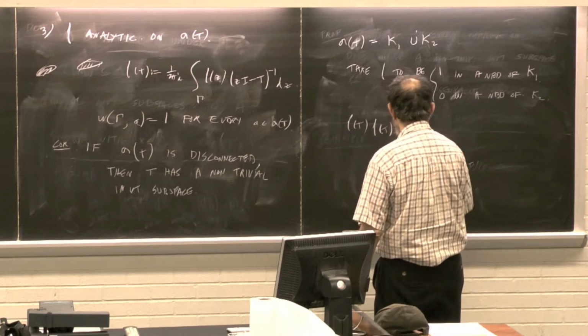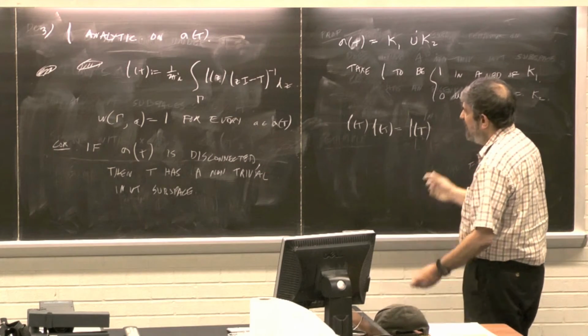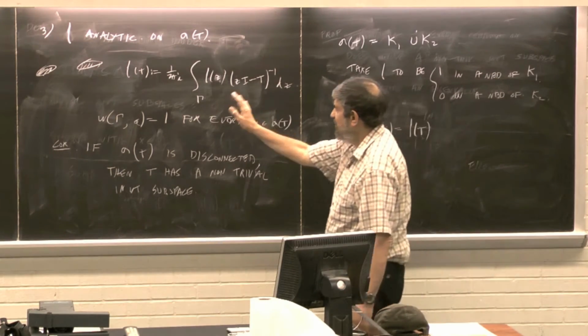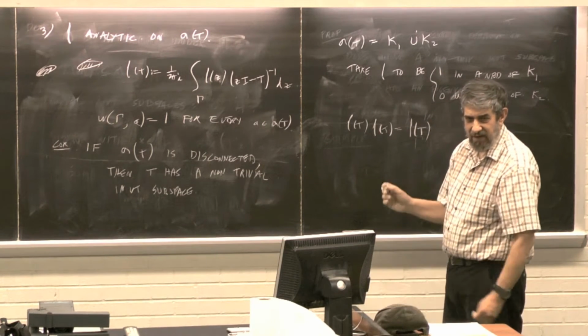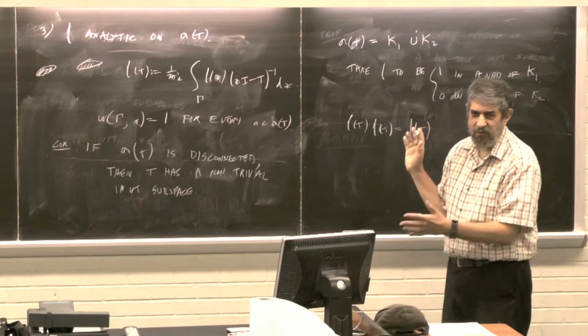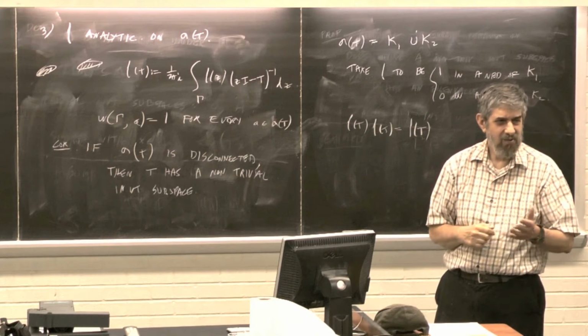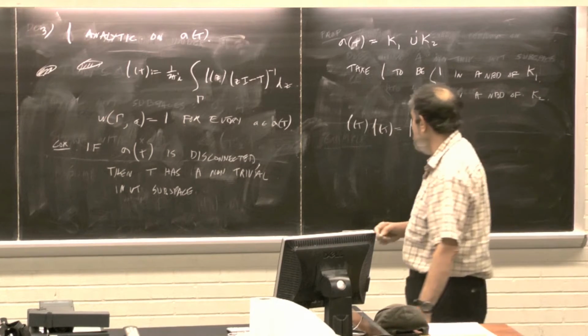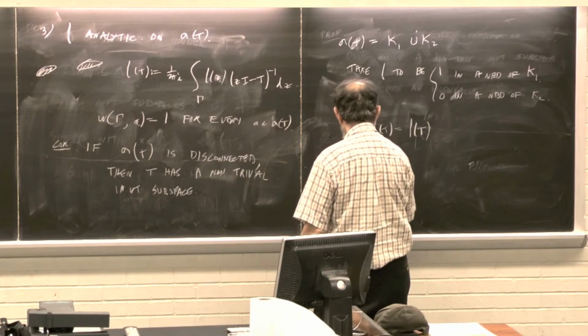In other words, F of T is an idempotent, and it's maybe not so clear, but not too hard to show, that F of T actually commutes with T. Certainly the polynomials in T commute with T, and F of T is going to be a limit of polynomials in some sense. So F of T commutes with T.